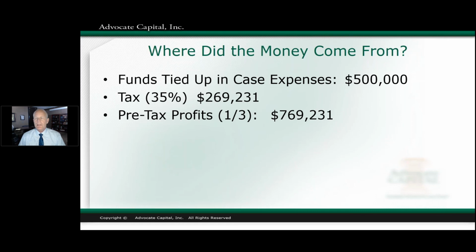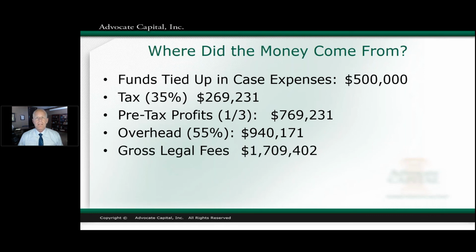Well, at every law firm there's overhead. We know from studying our database of plaintiff law firms around the country, the average overhead rate is about 55%. So you would have also paid about $940,000 in overhead. That means you started with gross legal fees of $1.7 million before you paid your overhead and your taxes.